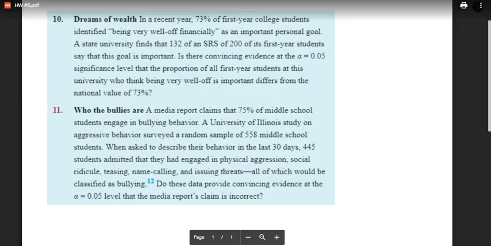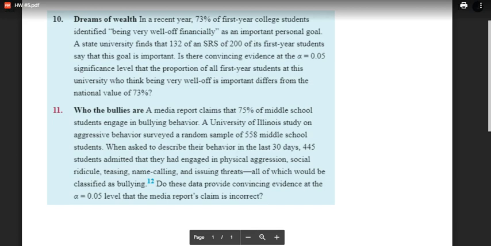Okay, so here's the homework. And if you're watching this at home, you just have to write this down as I say it. I need this up on the board. So, number 10. You can look right at it. What's my Ho and my Ha? So Ho, p equals 0.73, and my Ha, p does not equal 0.73. That's my Ho and Ha for number 10. What's my p hat for number 10? 132 over 200. Okay? Which is 0.66.